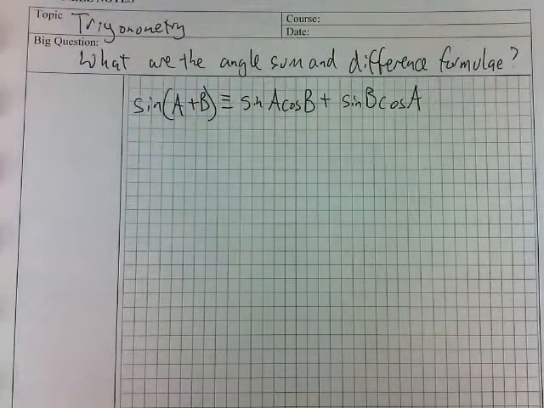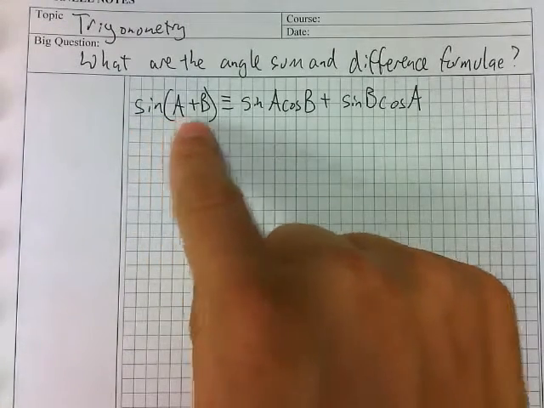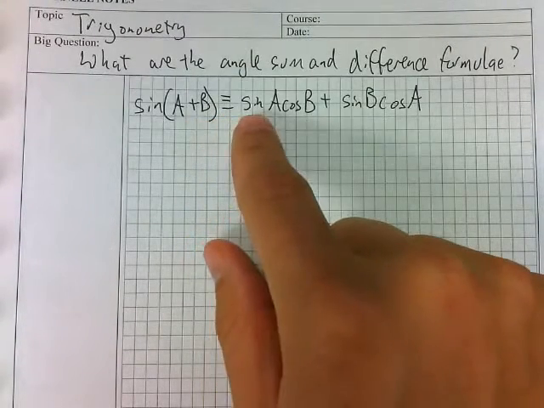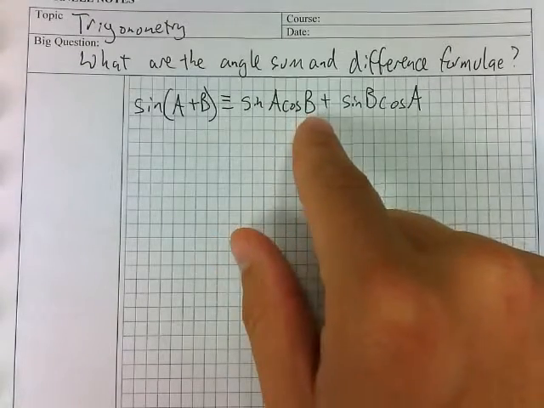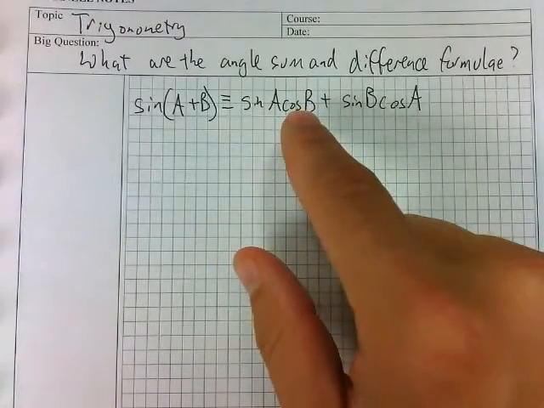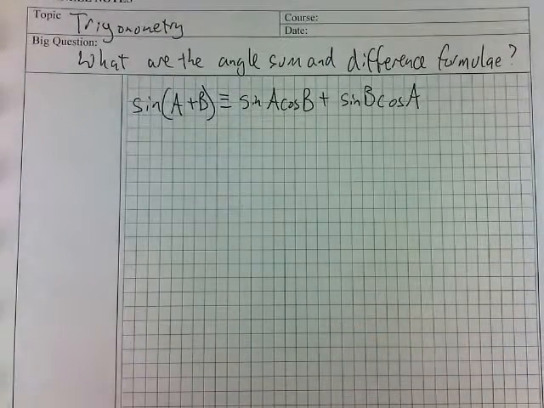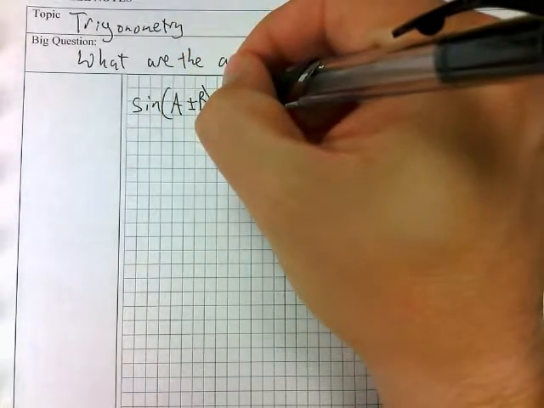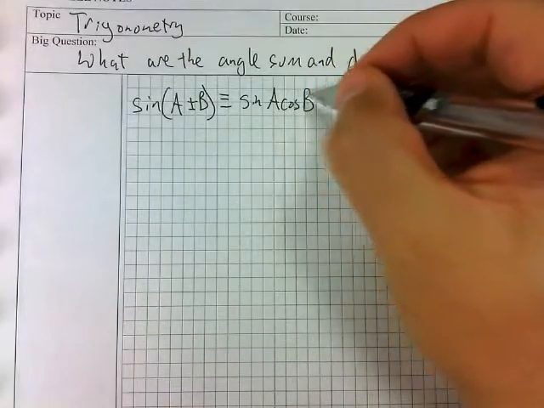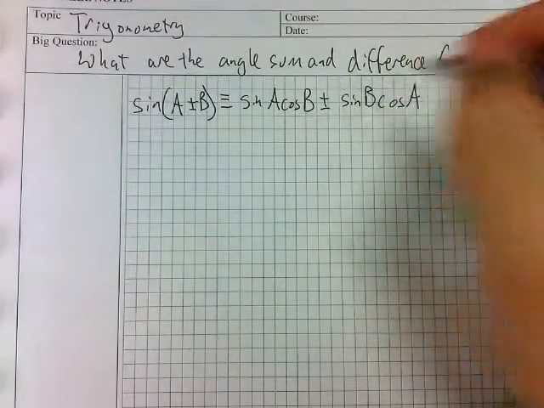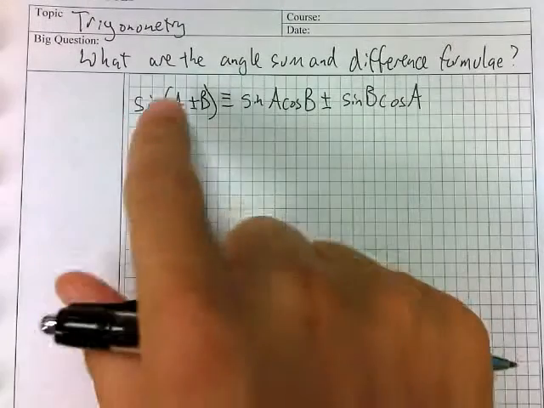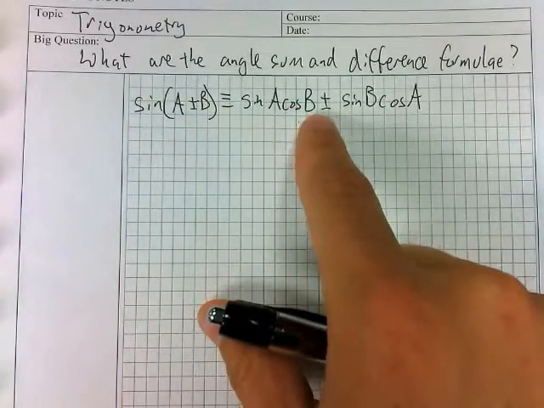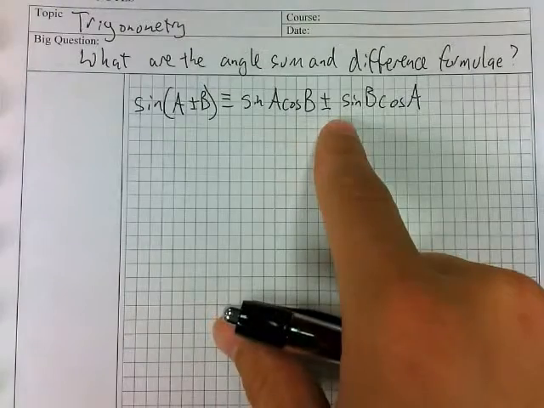Okay, so the first one is sine of a plus b, where a and b are two angles, is equal to sine of a times cosine of b plus sine of b times cosine of a. The difference formula for sine is exactly the same as this, except if it's a minus b, then it is sine a cosine b minus sine b cosine a. So this plus minus sign just means that if the angles are added together, I'll use the plus here, and the minus means I'll subtract those.